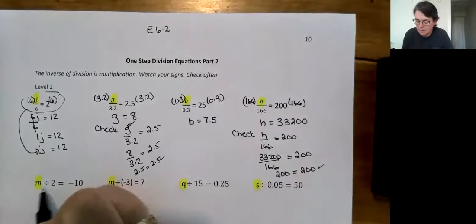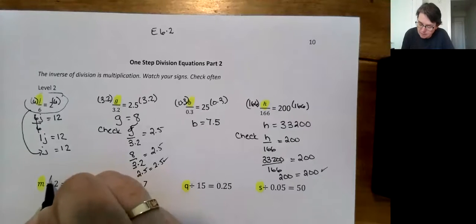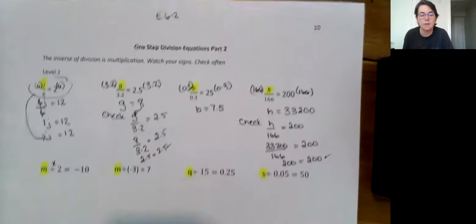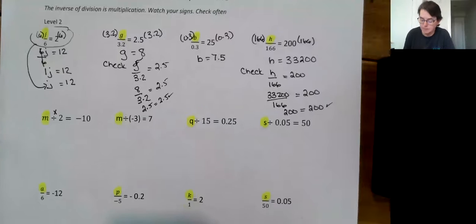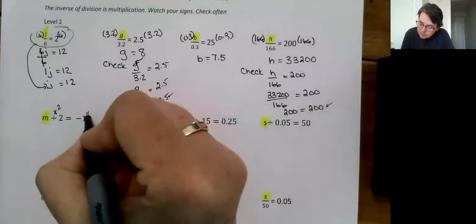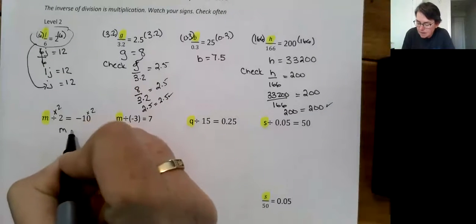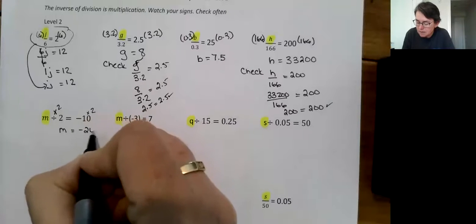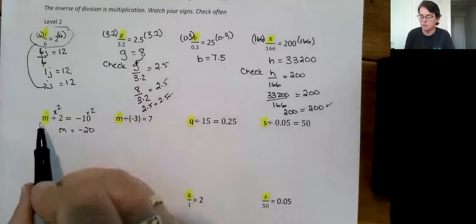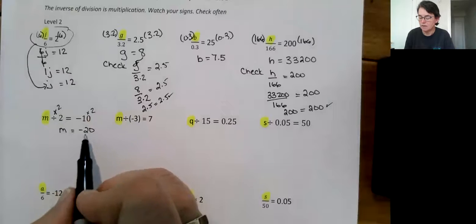All right, m divided by 2 is minus 10, so I'm going to multiply by 2. Times 2, times 2, m is equal to minus 20. Watch your signs. So when we're dividing, we can have a negative over there and a negative answer.